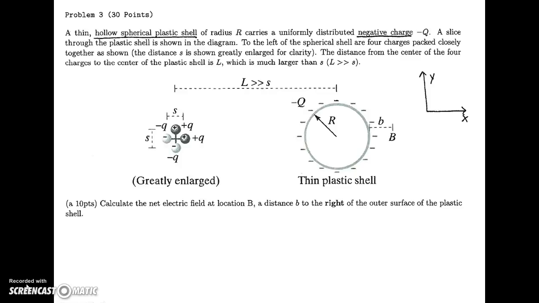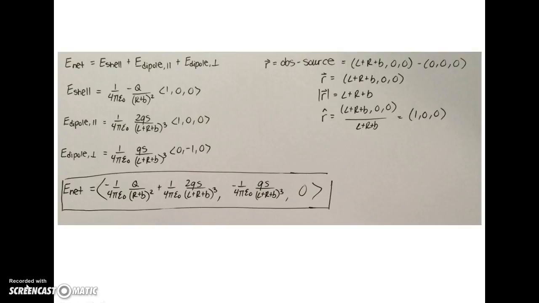much larger than s. So for part A, calculate the net electric field at location B, a distance b to the right of the outer surface of the plastic shell. The first step to calculate the net electric field at location B is to add up all of the electric fields at location B. So E net equals E shell plus E dipole from the parallel dipole plus E dipole from the perpendicular dipole.